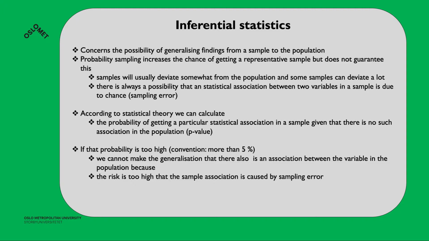And if the probability is too high, and the convention is more than 5%, we cannot make the generalization that there is an association between the variables in the population, because the risk is too high that the sample association is caused by sampling error. So we have to be at least 95% sure that there is actually an association between the variables in the population, and that the association we found in our sample is not due to sampling error before we generalize to the population.